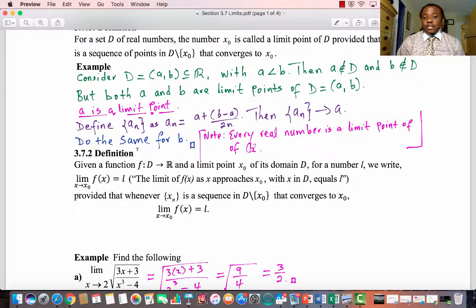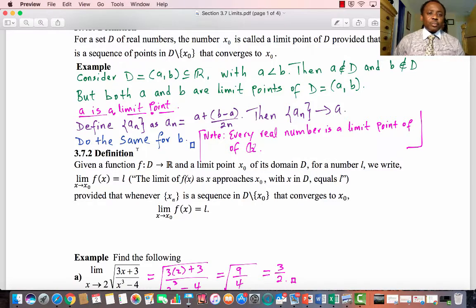Now, recall that the set of rational numbers and the set of irrational numbers are both dense in R. In other words, if I pick any point in R, there is always a sequence in Q and a sequence in Q complement that will converge to that point. So every real number is a limit point of Q, and similarly, every real number is a limit point of Q complement, the set of irrational numbers.